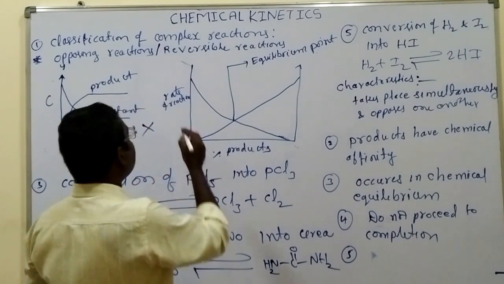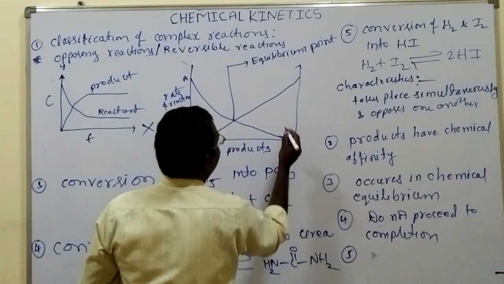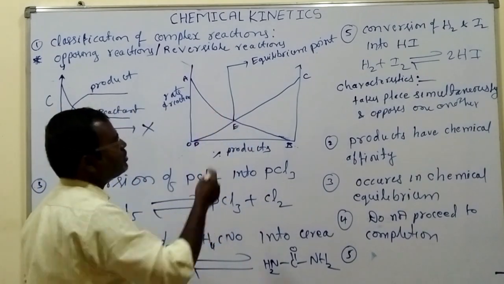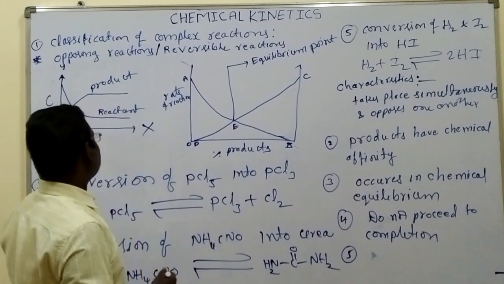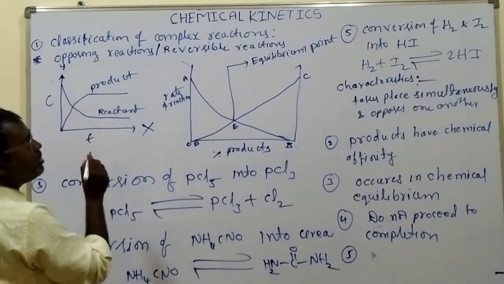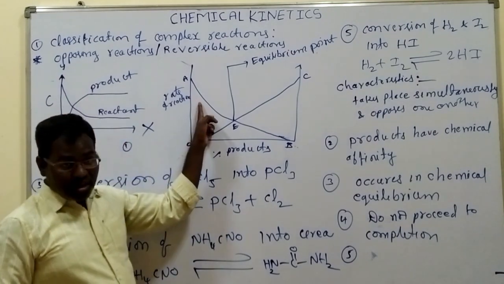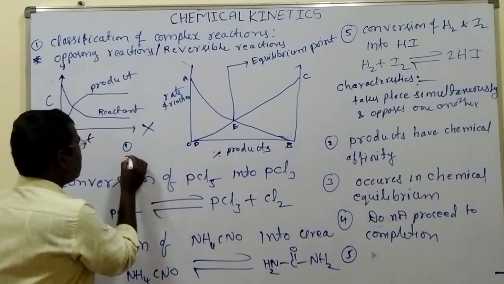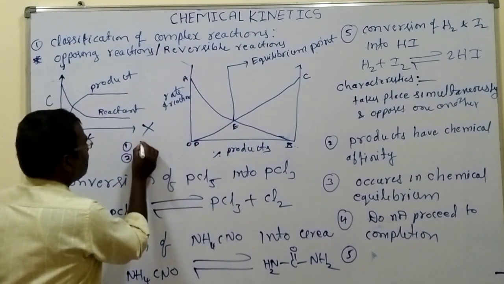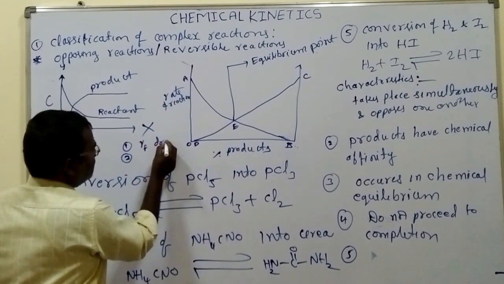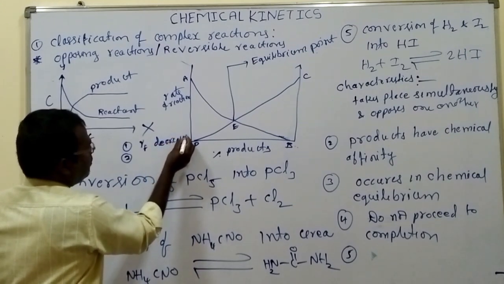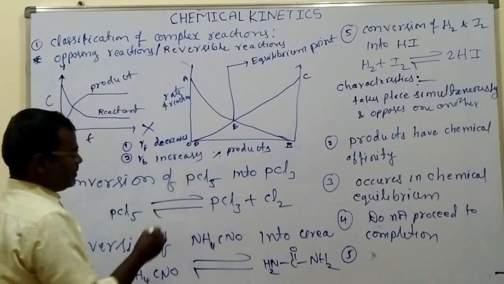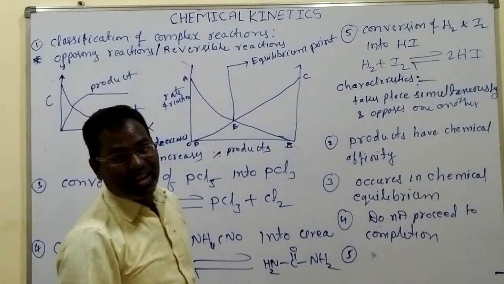So this is about the equilibrium point. Assume this is A, this is B, this is C, and this is D, whereas this is the origin. Assume this point is E, so E is the equilibrium point. From this graph, first, the rate of the forward reaction decreases gradually. Second, the rate of the backward reaction increases gradually.